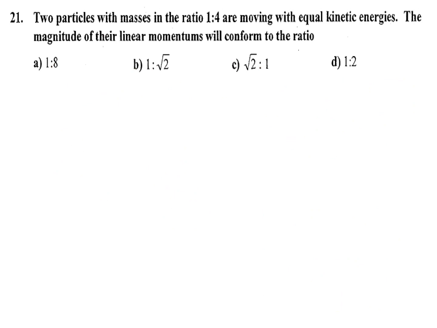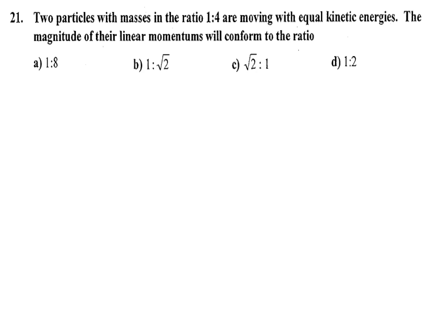Two particles with masses in the ratio of 1:4 are moving with equal kinetic energy. The magnitude of their linear momentum will conform to the ratio? Third time asked in ISRO. Many times repeated.